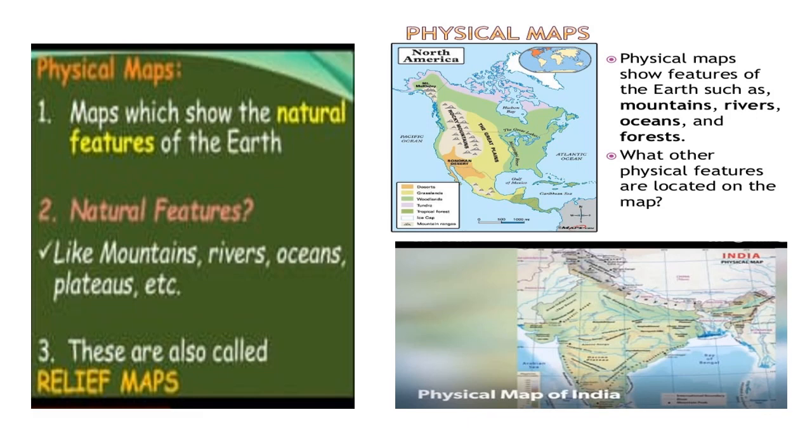Starting with the types of map, first we are going to talk about physical maps. Physical maps are also called relief maps, and they show natural features of a place. So what are natural features? Your mountains, rivers, oceans, plateaus, etc. Suppose this is a map of North America. It is showing all natural features of North America, like desert, grasslands, woodlands. And over here is a physical map of India showing the various physical distribution like desert, plateaus, mountains, etc.